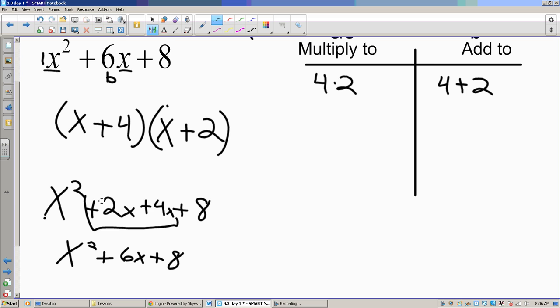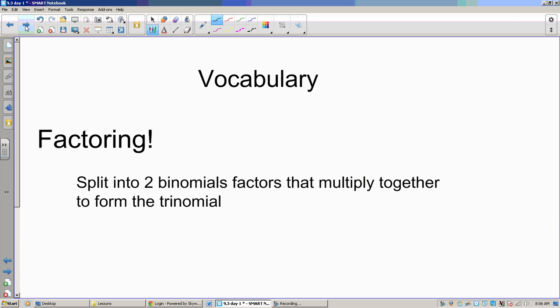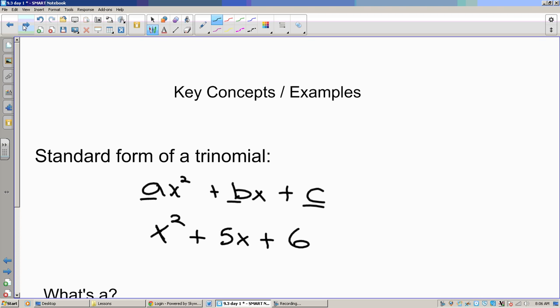So let's go back for a second so we're all on the same page. We're factoring trinomials in the form of x squared plus bx plus c. Factoring is taking a trinomial and splitting it into two binomial factors that multiply together to form the trinomial. The standard form for a trinomial is ax squared plus bx plus c. So it looks something like x squared plus 5x plus 6, and we're going to factor that.